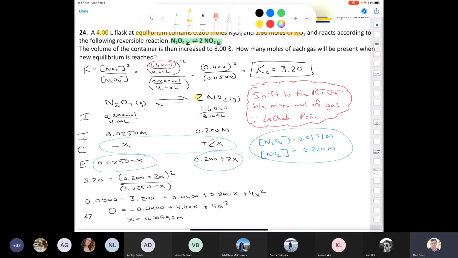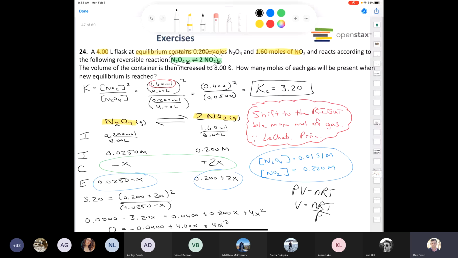On the product side, we have 2 moles of gas. On the reactant side, we have 1 mole of gas. Let's go back to General Chemistry 1 for a few minutes. We have PV is equal to nRT. And if we solve for volume, we have nRT over P. We're talking about this reaction at equilibrium. We're not talking about change in temperature. We're not talking about change in pressure, and we're not talking about change in R, because R is a constant.